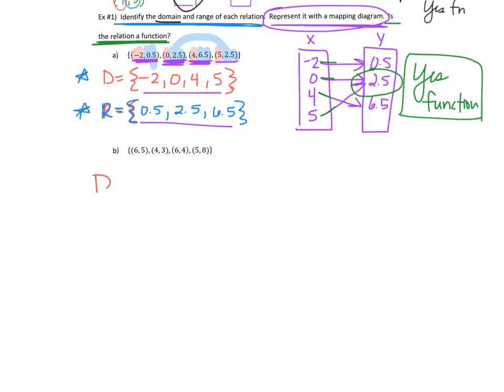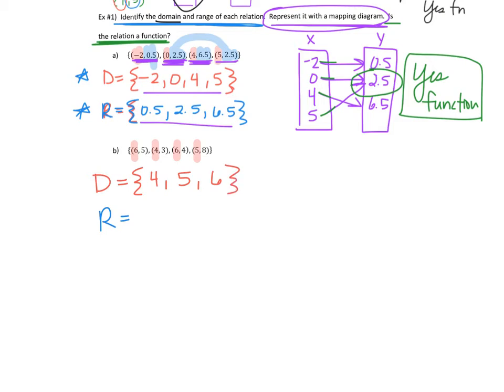Okay, so domain and range. The domain, that's your x values. So you have 6, 4, 6, 5. Okay, now notice right away you can see there's 2 6s, which means you have 2 of the same x, which means you're going to have 2 arrows coming off of 6, which makes it not a function. So technically you can tell right now that it's not a function, but we still need to put the domain. So in order with no duplicates would be 4, 5, 6.